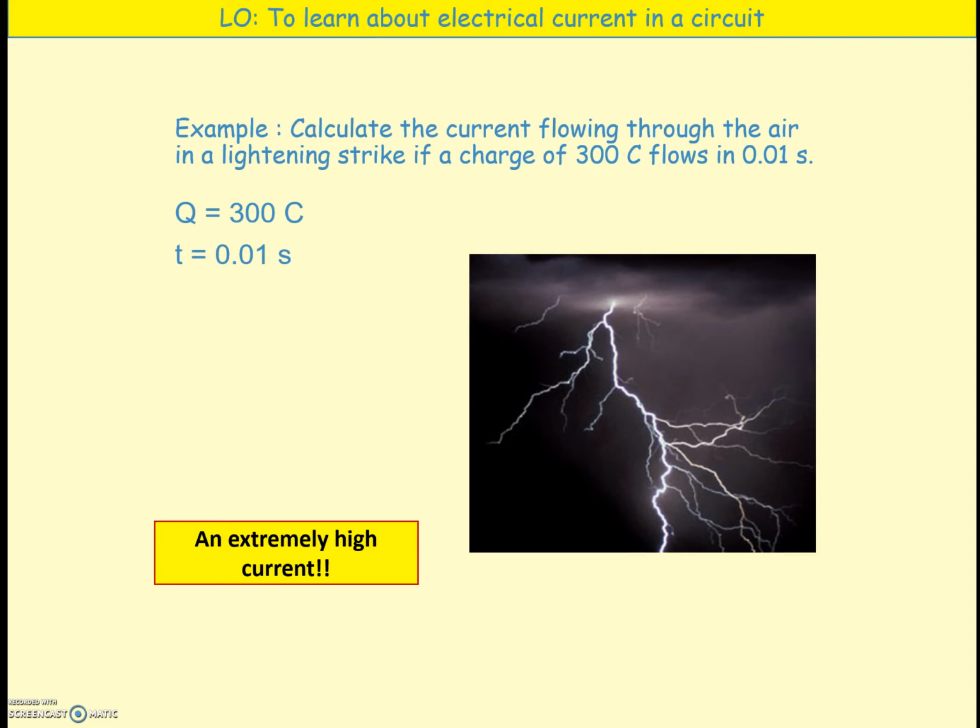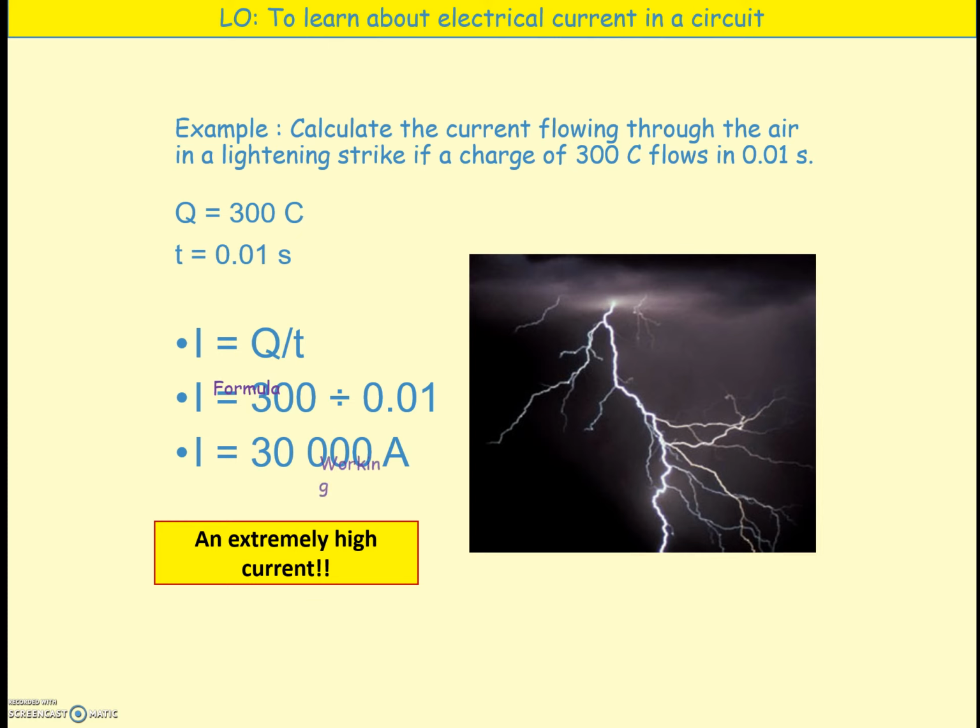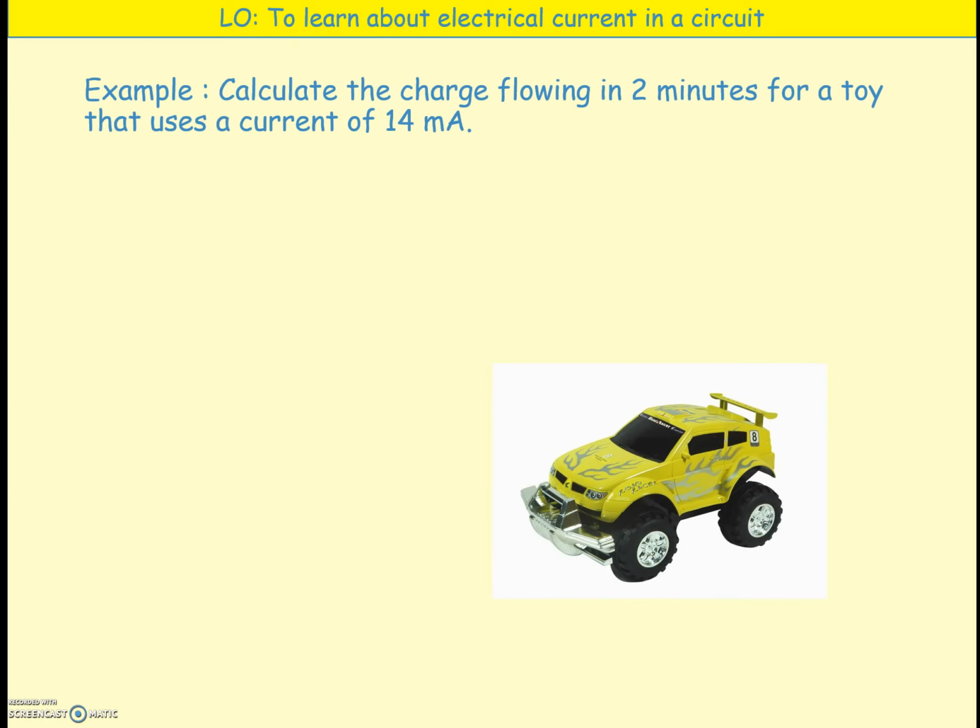So Q is equal to 300 C. T is equal to 0.01 seconds. I equals Q divided by T. That's our formula. I would be 300 divided by 0.01, and that would give us 30,000 amps. Okay, always remember our formula, always remember your working out, always remember to put your answer and your unit. How about this one?